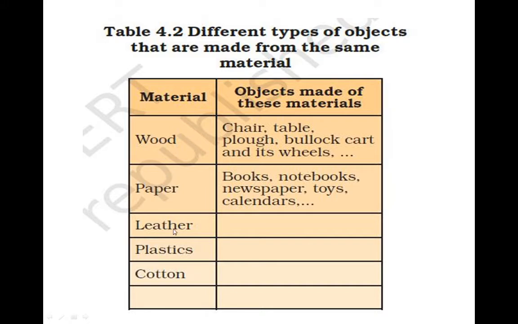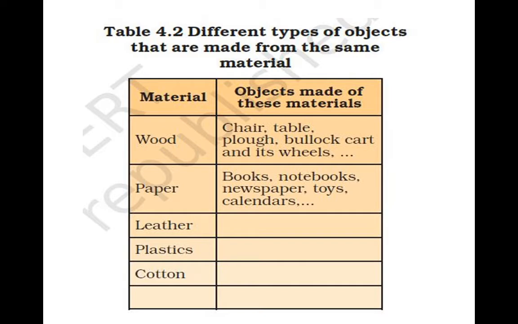So already I have mentioned here two answers, that is wood and paper. Wood, paper, leather, plastic, cotton, rubber, glass, whatever, those are materials. Three materials I have given, and you have to write the objects made from these materials. And here you have to write your own material, and then you have to write objects. So the full table you have to fill. Just concentrate on the objects, or the difference between the objects and the material.